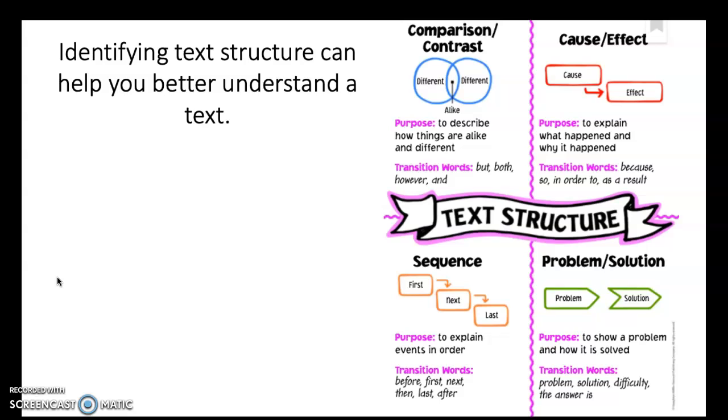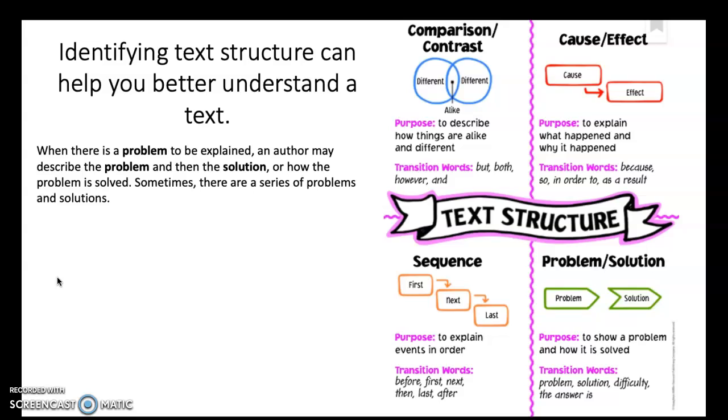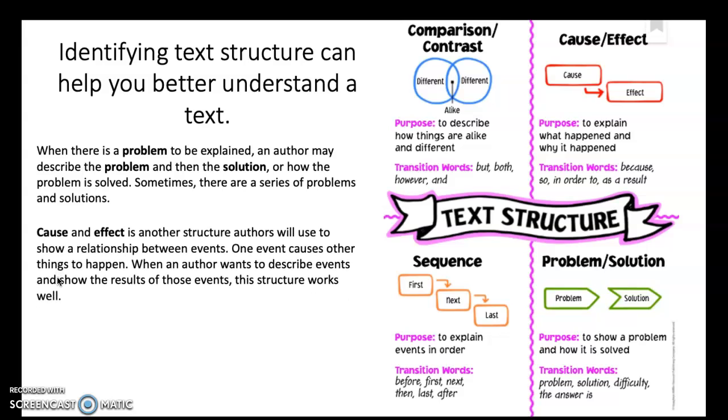Let's talk about a few. When there is a problem to be explained, an author may describe the problem and then the solution, or how the problem is solved. Sometimes there are a series of problems and solutions. Cause and effect is another structure authors will use to show the relationship between events. One event causes other things to happen. So when an author wants to describe events and show the results of those events, this structure works well.